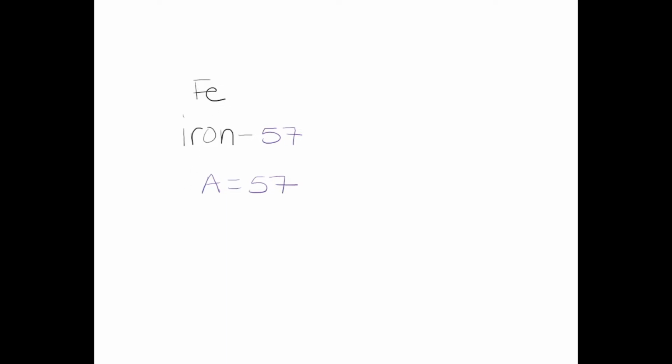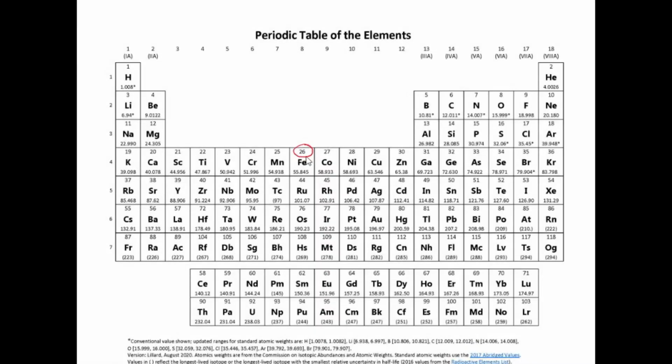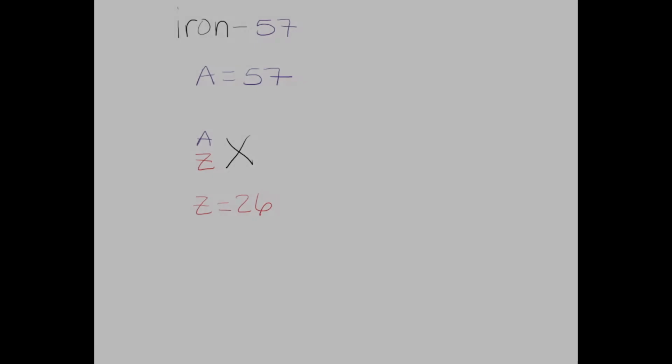Recall that the symbol notation for an isotope is set up like this: AZX, where the mass number A is at the top and the atomic number Z is at the bottom. The atomic number is never explicitly part of the name, but we can always find it on the periodic table. Viewing the element block for iron, we see that the atomic number Z equals 26.